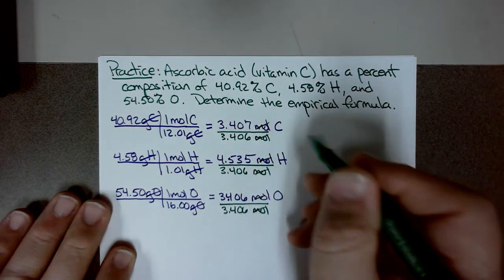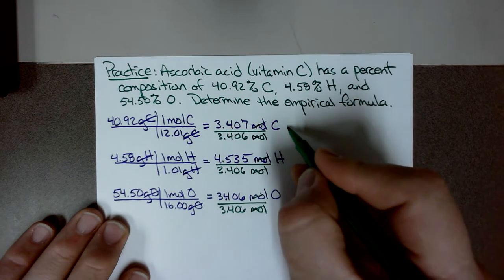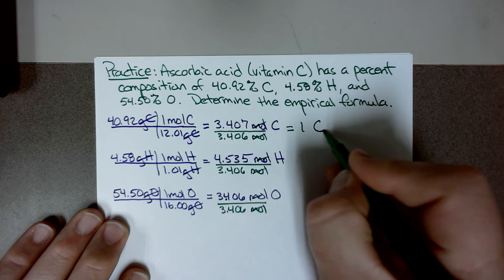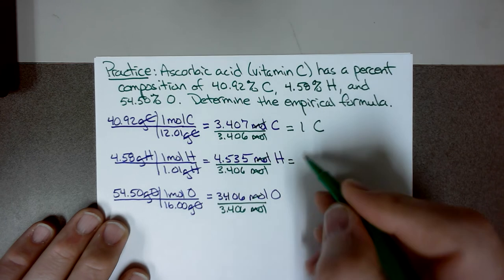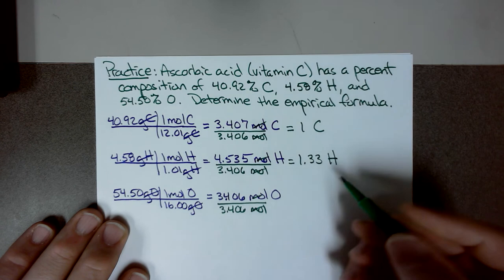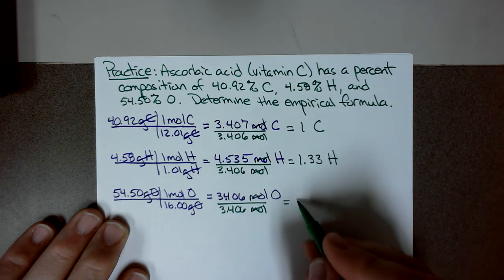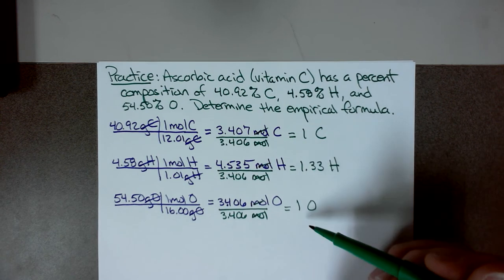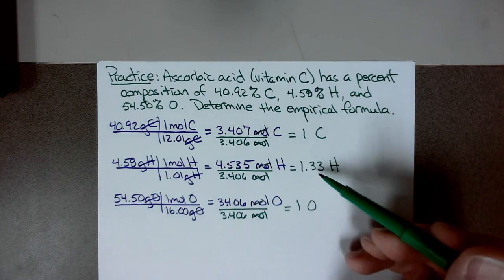So now I'm really looking at this. When I divide these two, I really get 1 carbon. Now this, when I divide it, I get 1.33 hydrogens, and when I divide this, I get 1 oxygen. Well, now I have a problem still. I still don't have a whole number, and we really can't round.